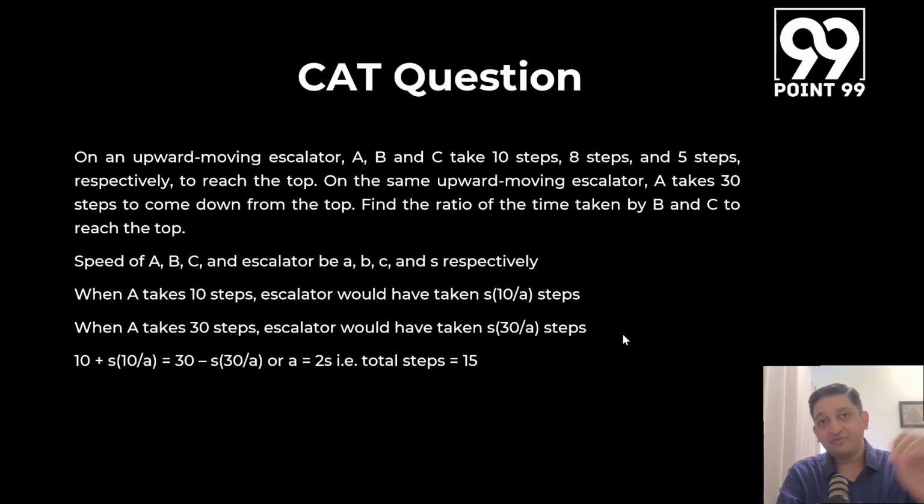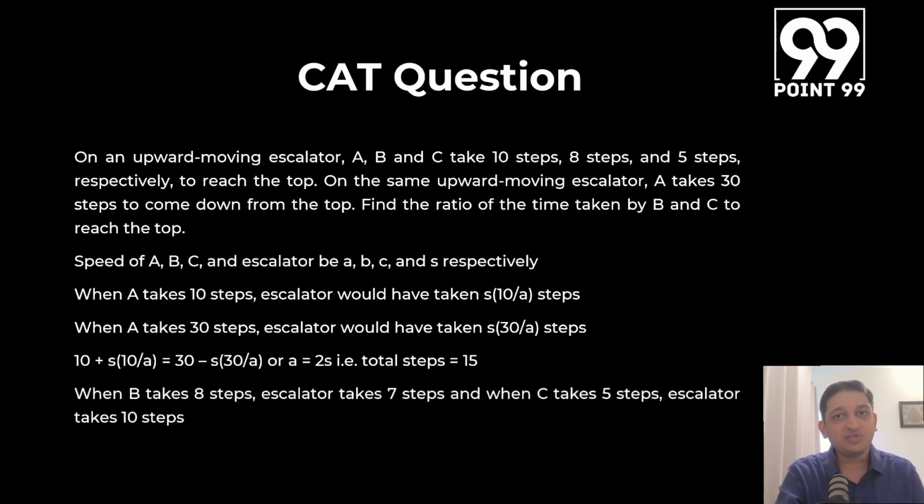अब escalator पे है 15 steps. We know that B is taking 8 steps to reach the top. अगर B 8 steps ले रहा है तो उतने ही टाइम में escalator would have taken the remaining 7 steps. And अगर C 5 steps ले रहा है तो उतने ही टाइम में escalator should have taken 10 steps. Because 15 steps is what is required here.